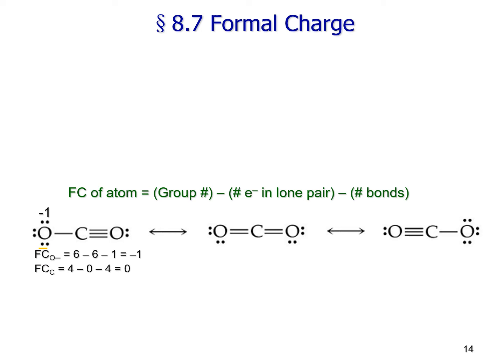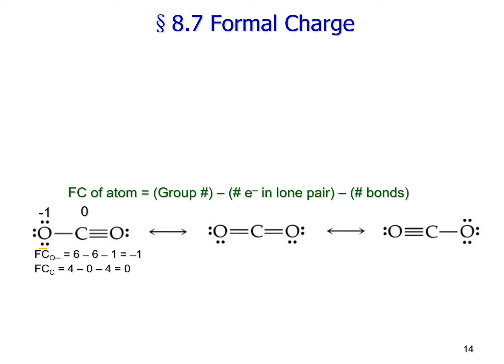Let's do carbon. Carbon, group number 4. Electrons in lone pair, none, so that's 0. How many bonds? 1, 2, 3, 4, so that's 4 bonds. 4 minus 4, 0. That would be the formal charge of carbon.